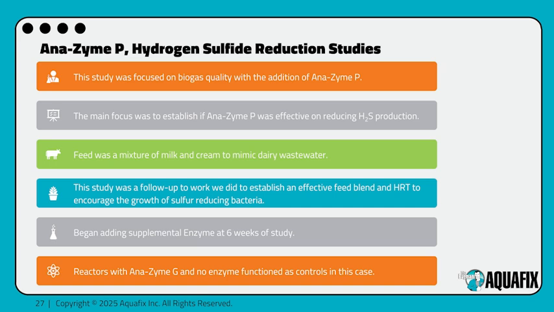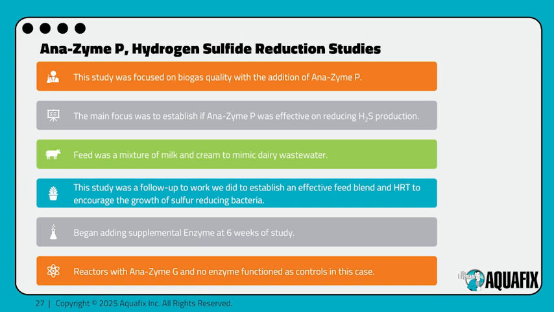So the first pilot study I wanted to talk about was a study on Enzyme P and hydrogen sulfide reduction. We were focusing exclusively on biogas quality, so we're collecting all the biogas in gas bags and running it through a gas meter to analyze hydrogen sulfide content versus methane and carbon dioxide, that kind of thing. But we've noticed in a number of BMP tests that Enzyme P seemed to lead to some reduction in hydrogen sulfide, and we wanted to expand on that and better understand what's going on, because we don't really understand initially why that would be taking place. Like, we have some theories, but we want to understand it better.